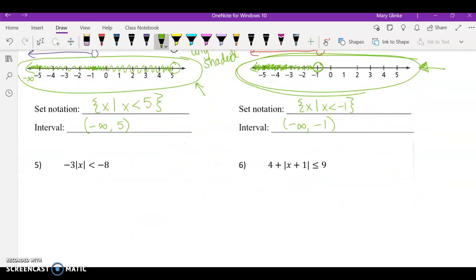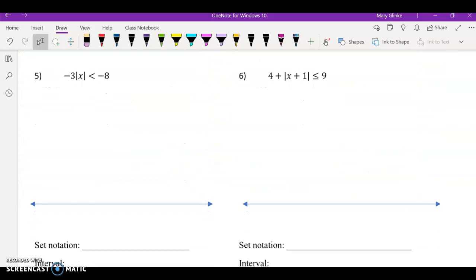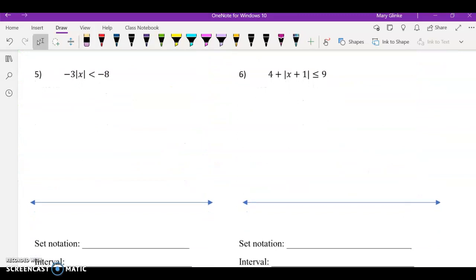So let's see how this applies then to absolute value graphs. The process is going to be the same. Get the absolute value alone first. So for instance, this one we have to divide by -3. But all of our rules for solving inequalities still stay the same. So you have to switch your sign when you are dividing by a negative, which means this becomes the absolute value of x is greater than 8/3.